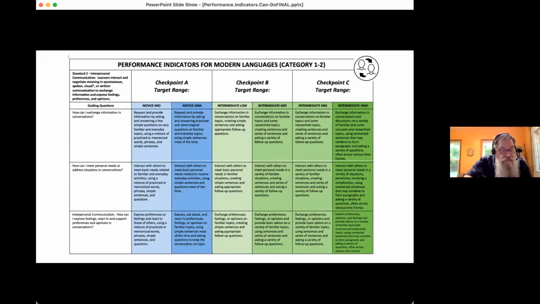Now let's take a look at some illustrations for different task statements for standard 2. So let's take a look at one of the performance indicators for intermediate low. Intermediate low would be for level 2 in category 1 and 2 languages, level 3 and 4 for category 3 and 4 languages. We're looking at the performance indicator that says exchange preferences, feelings, or opinions on familiar topics, creating simple sentences, and asking appropriate follow-up questions. So that's our interpersonal performance indicator. Let's see how this manifests itself.